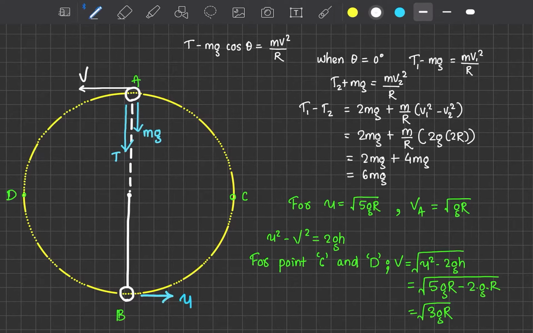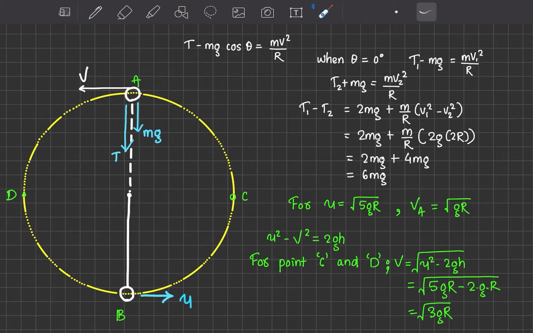Now moving further into the topic, let's discuss some more about tension and velocities at some specific points. So here in this diagram we are given again the velocity at the bottommost point equals u. Here it's u, and at the topmost point let's say it is v. Now the task is to relate the tension in the string when the particle is at the bottommost point and the tension in the string when the particle is at the topmost point.